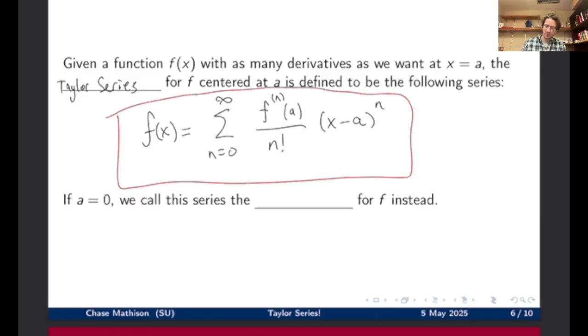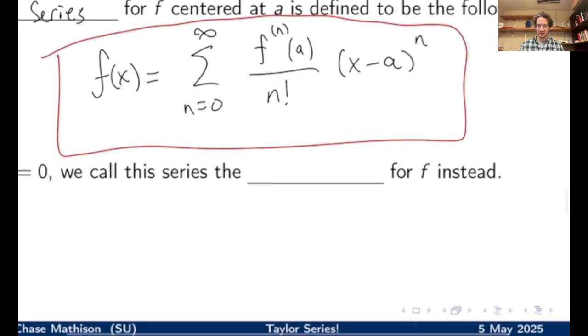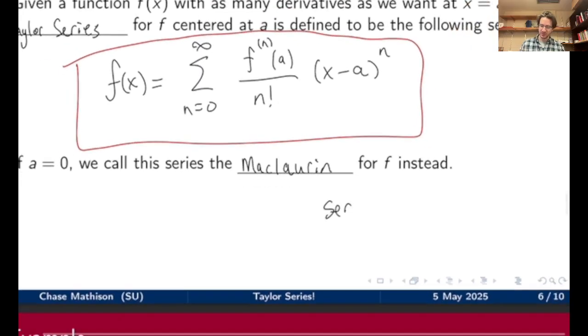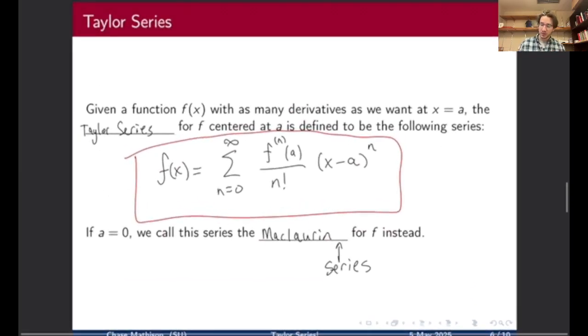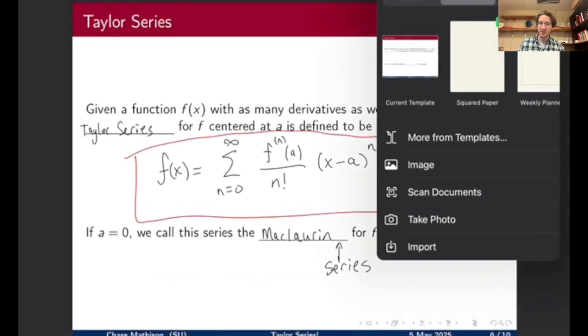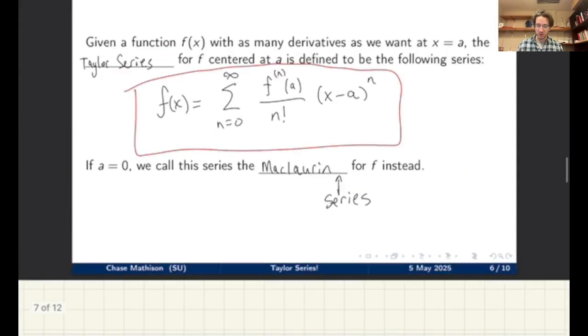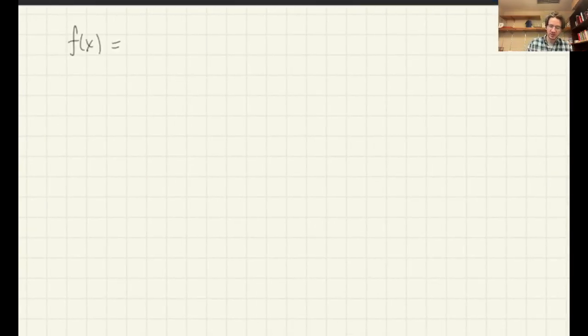If a equals 0, then technically we give this a different name. We call it the Maclaurin series for f. Now, let me show you where this Taylor series formula comes from. Again, it's just generalizing what we did for sine of x.